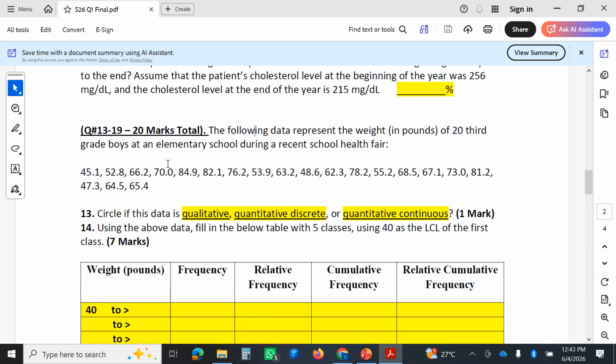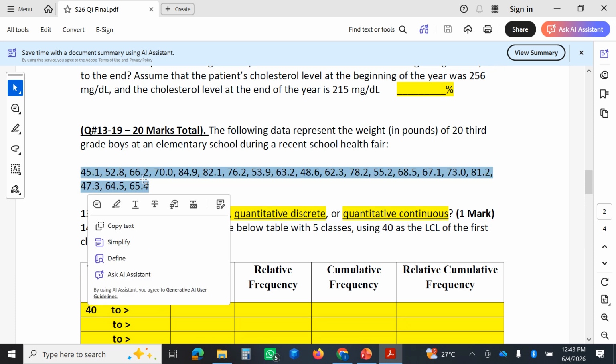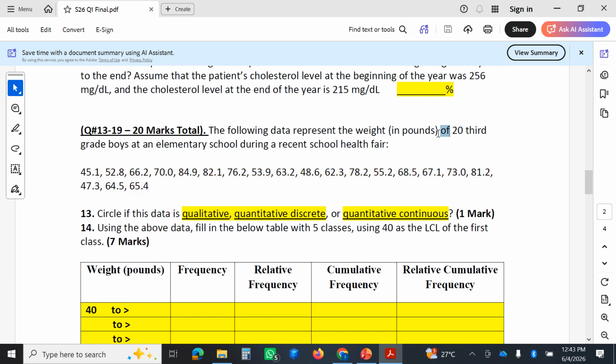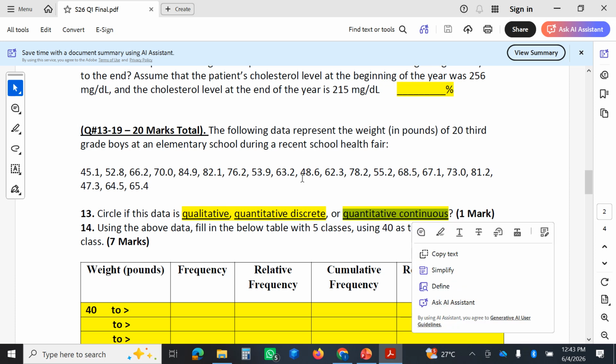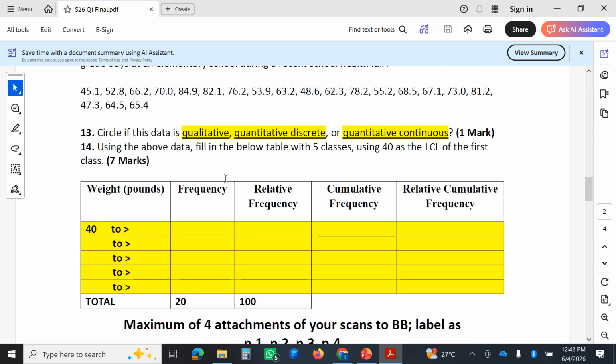And what's going on here? I've given you mashed potatoes. This is the weight in pounds of 23rd grade boys at an elementary school. Okay, these are their weights, in pounds. Circle if the data is qualitative, quantitative discrete, or quantitative continuous. I'll let you guys go for that.